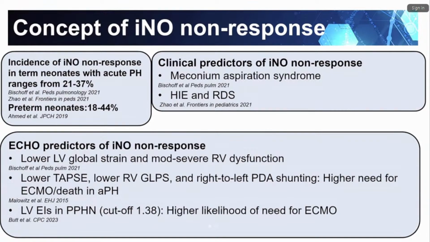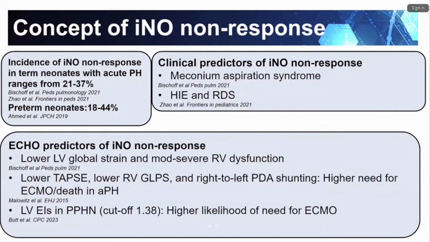First is lower left ventricle global strain. It mainly tells there is LV dysfunction, and whenever it is associated with moderate to severe RV dysfunction, we can say there is biventricular dysfunction. Second is a lower TAPSE, tricuspid annular plane systolic excursion, with lower RV global longitudinal peak strain. These are all markers of RV dysfunction. When they are associated, mostly it is iNO non-response.